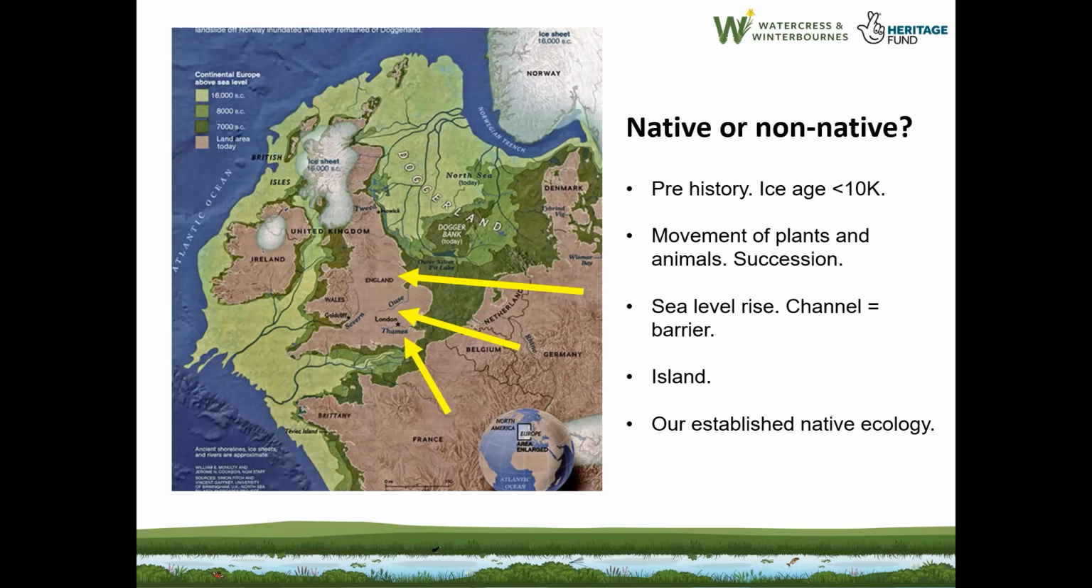Now, as the ice started to melt, obviously the sea levels rose, and eventually it punctured through, and we had what we know now as the Channel, and that cut us off from mainland Europe. And that's where we then say we have our established native ecology. They're the animals and plants that came here naturally through that slow migration in, and then we became cut off.